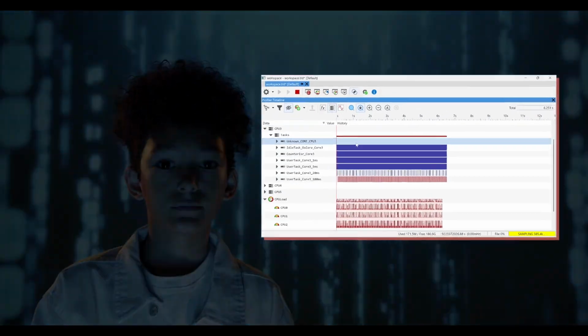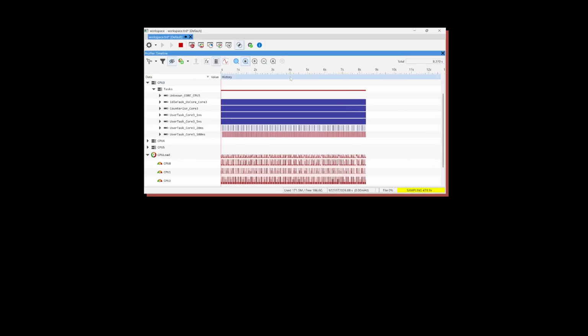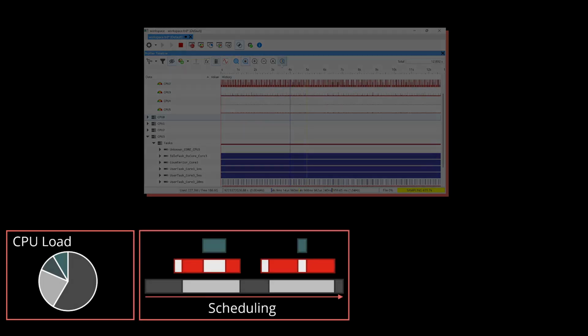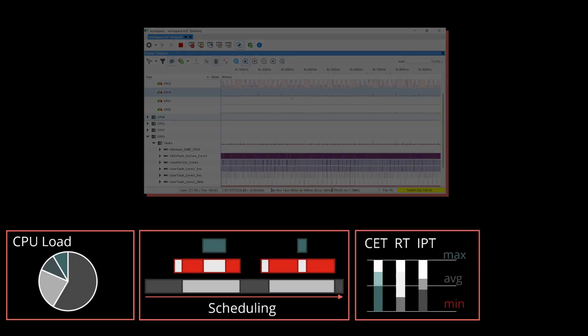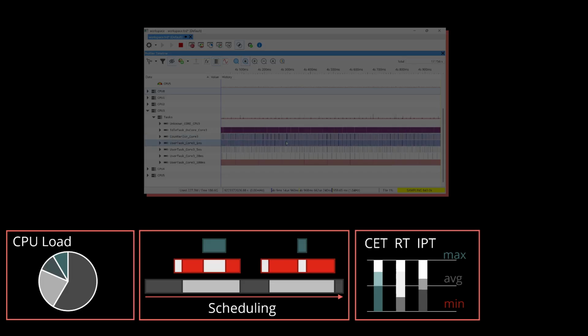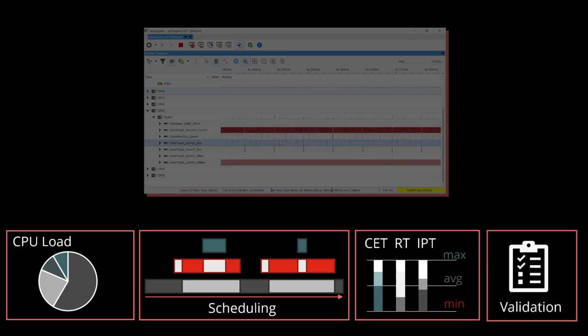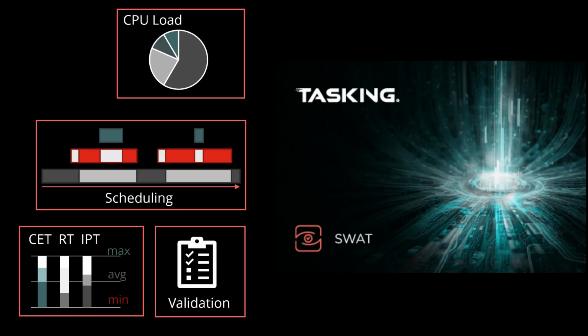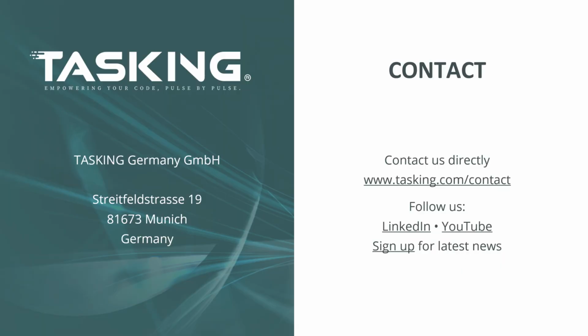The resulting data gives you full insights into your application's timing behavior: CPU load analysis, task scheduling visualization, core execution times, response times, initial pending times, timing requirement validation, all the use cases you need. SWAT works where hardware tracing can't. No special emulation chips required, because in safety critical systems, proper timing isn't optional.